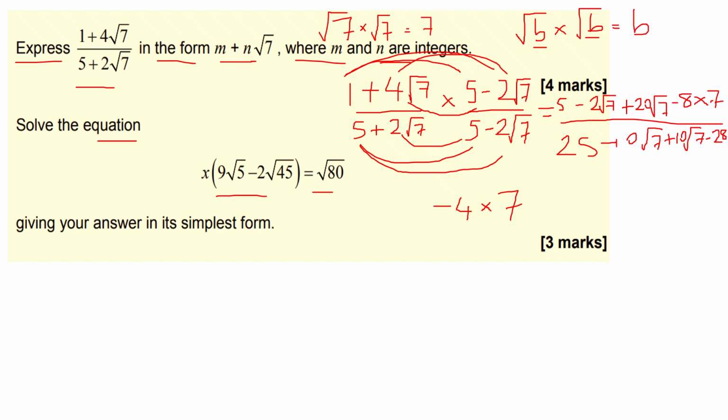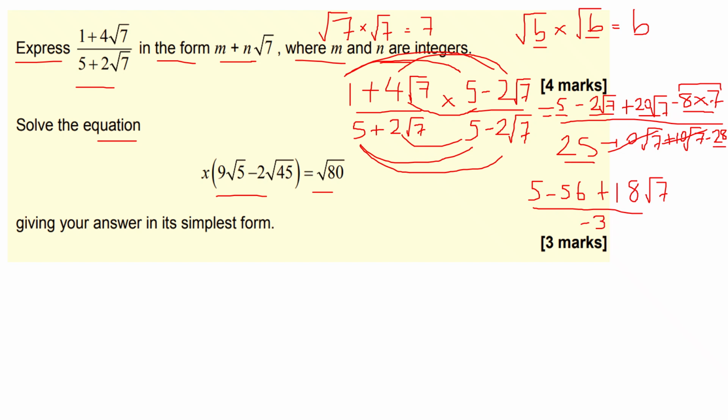Now from that part here, I'm going to tidy up the numerator and denominator. So we've got 5 minus 56 here, so 8 times 7 makes 56. So we've got 5 minus 56 here for our numbers. Then we've got minus 2 root 7 plus 20 root 7, which is plus 18 lots of root 7. And on the bottom, these are going to cancel, so that's going to go to 0. 25 minus 28 is minus 3.